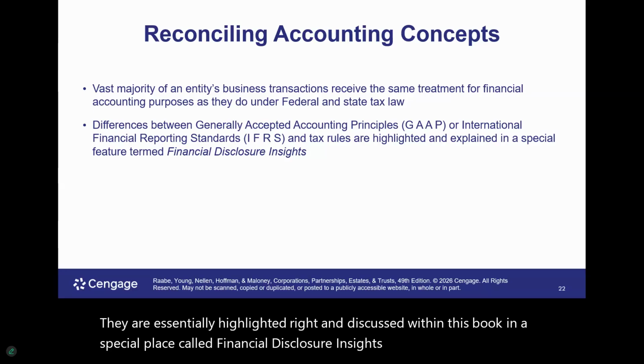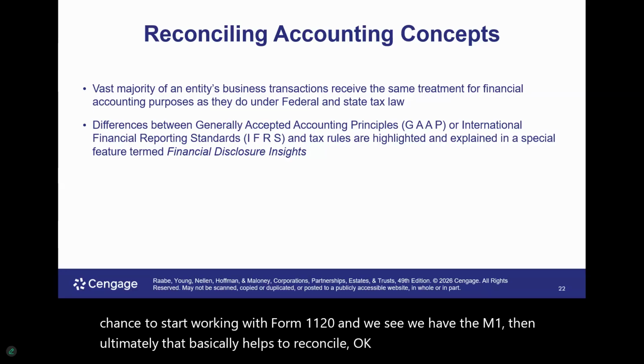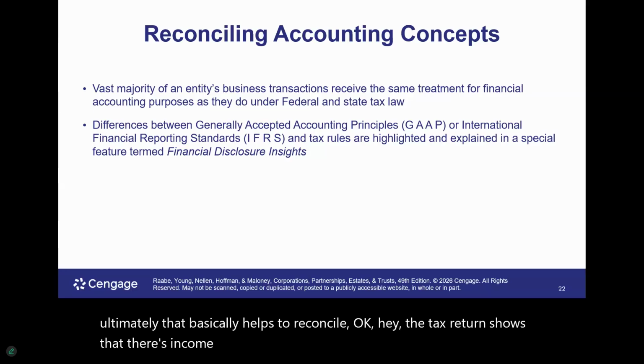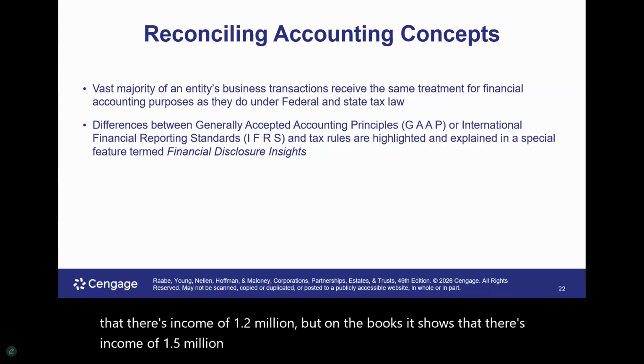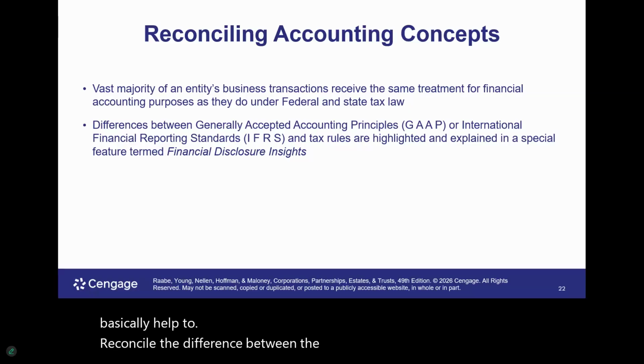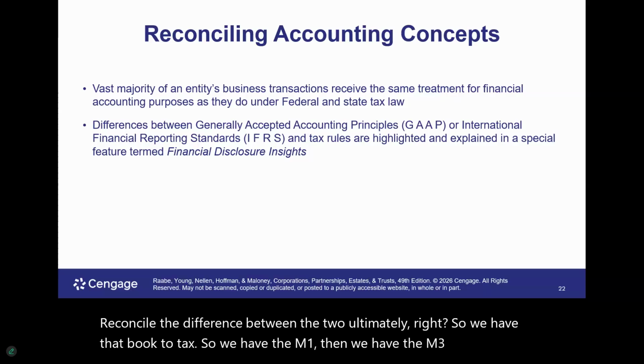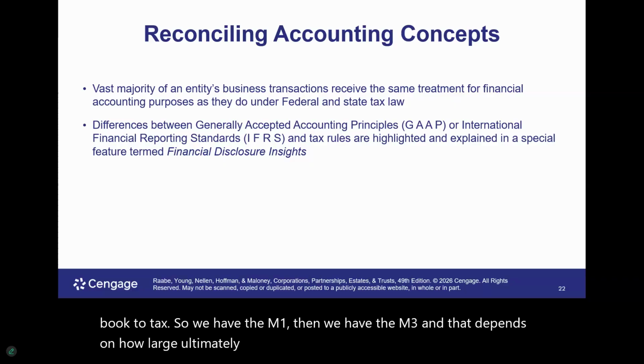So when you get the chance to start working with Form 1120, and we have the M-1, that basically helps to reconcile, okay, the tax return shows that there's income of 1.2 million, but on the books it shows that there's income of 1.5 million. Why is there this $300,000 difference? These forms basically help to reconcile the difference between the two. So we have that book to tax. We have the M-1, then we have the M-3, and that depends on how large the corporation is.